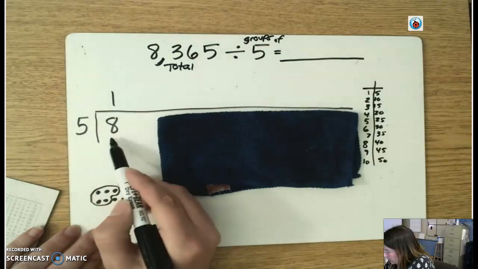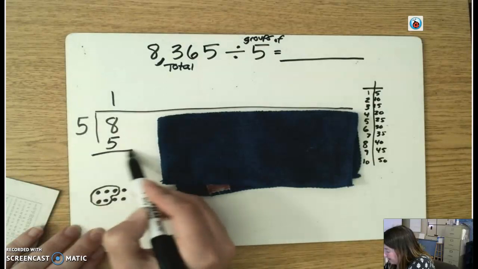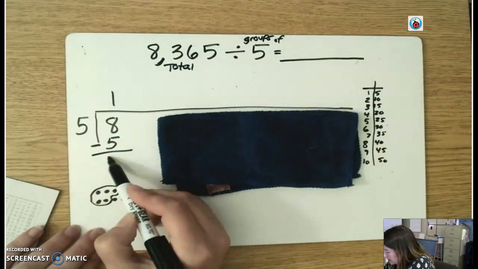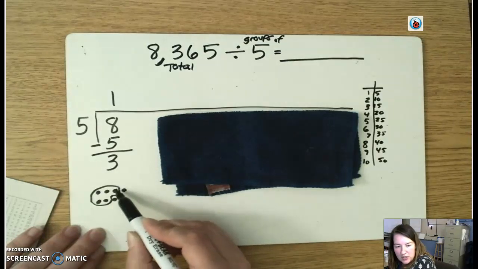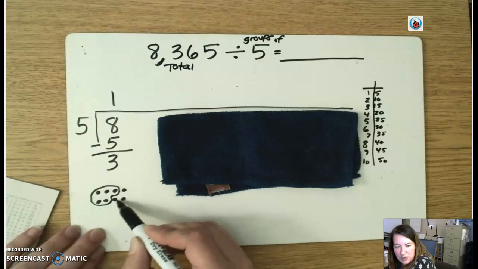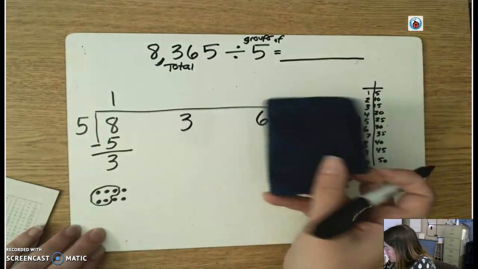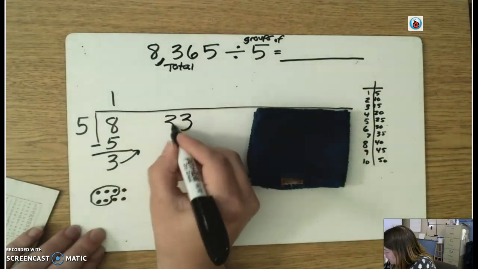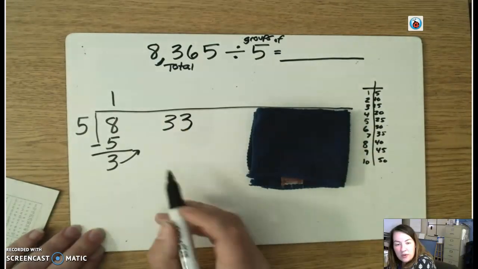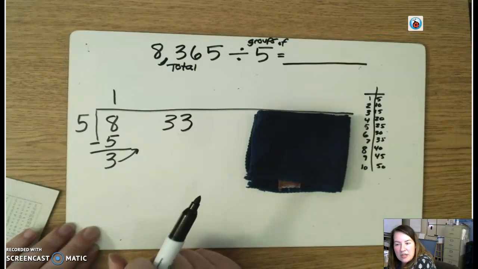And if I had one group of 5, that would use up 5 pieces. So 8 minus 5 is 3. And I would have 3 pieces left over. And look, I do right here. So I would use those 5 and have those 3 pieces left over. I'm going to take those 3 pieces and shift them over here to the next place value. So now my number is 33.